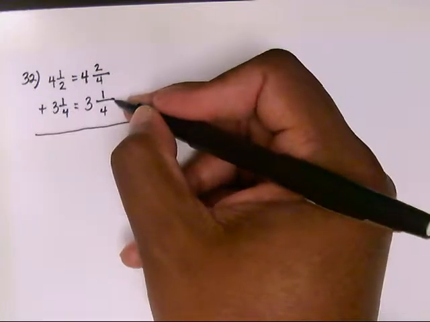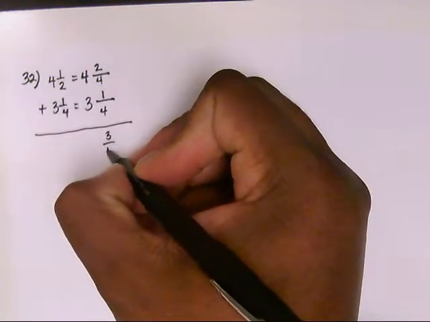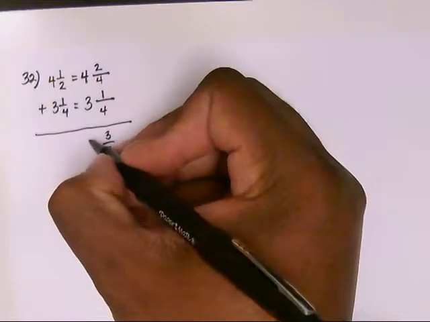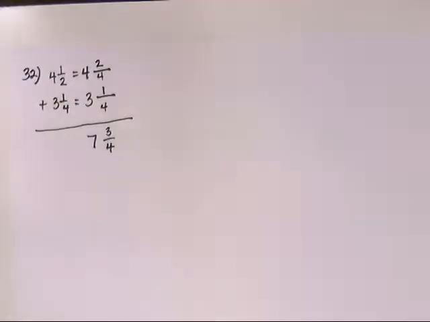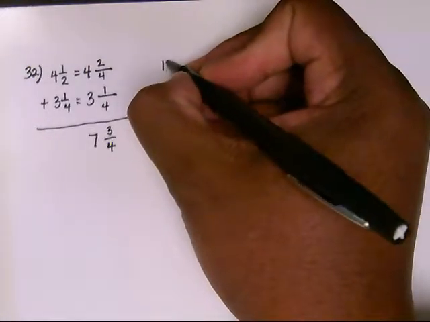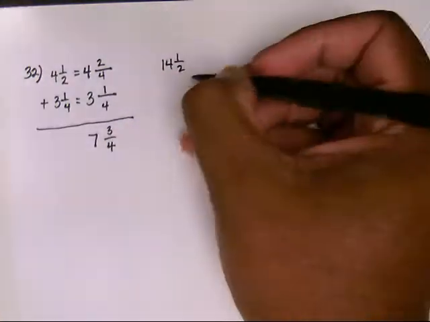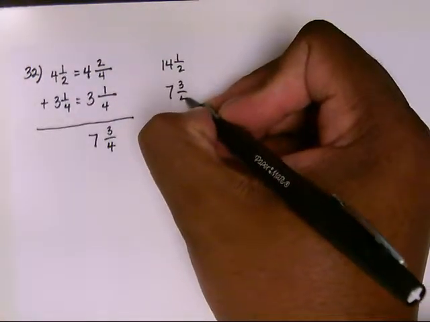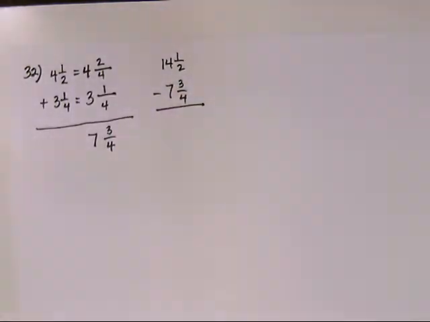Now if we add 2/4 and 1/4, you're going to get 3/4. Add 4 plus 3, you're going to get 7. So for the 2 days, she's worked 7 3/4 hours. Now we need to know how many hours she worked on the third day. She worked a total of 14.5 hours. 7 3/4 hours was the total number of hours that she worked on the first and second days. Alright, so let's subtract 7 3/4 from 14.5.